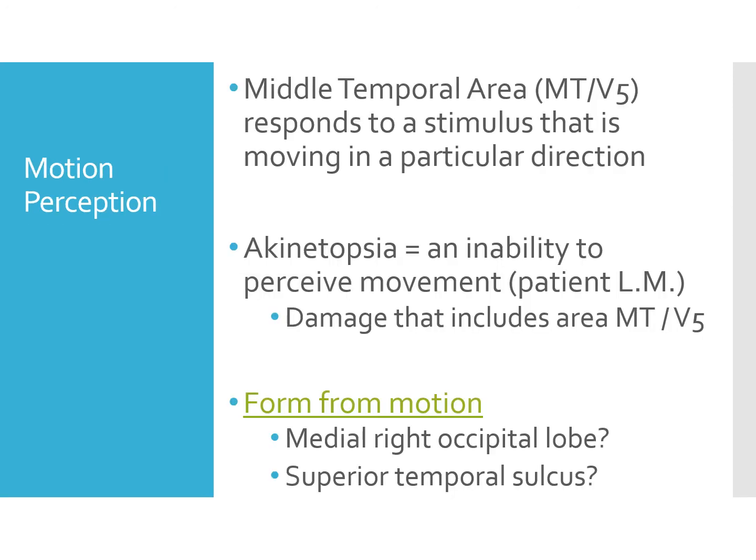So I'm going to get to talking about motion perception now, the middle temporal area and the medial superior temporal area. I'm going to start with the MT, middle temporal area, or what's sometimes called V5. Neurons are going to respond to stimuli that are moving in a particular direction, and it's going to tell us about the direction and speed of movement. People with akinetopsia are people who have damage to this area, to MT and V5. And we've learned about this from various patients who have this damage.